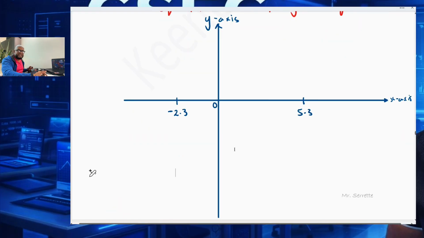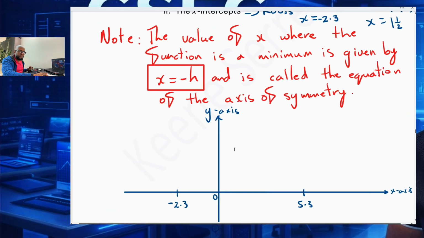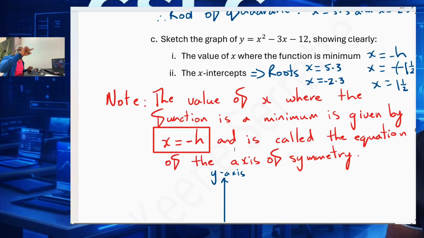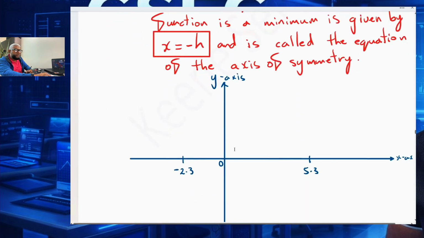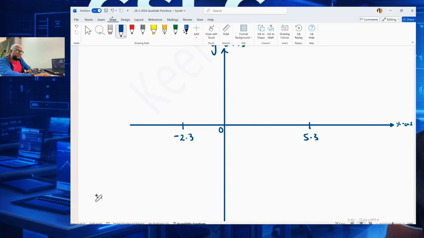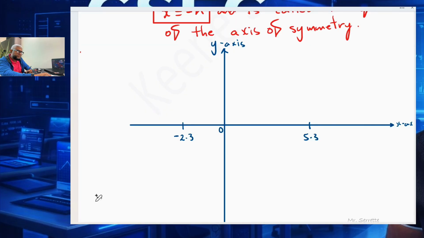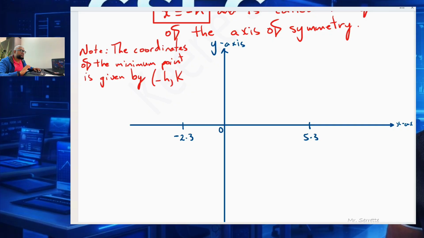So I put my x-intercepts and I'll need to draw the curve to show the axis of symmetry, which will be a straight line coming to the center. I want to write down the coordinates of the minimum point. Who can remind me what the coordinates of the minimum point would be given by? Note: the question did not ask us to show the coordinates of the minimum point, but I'm just telling you all that the coordinates of the minimum point is given by negative h comma k.